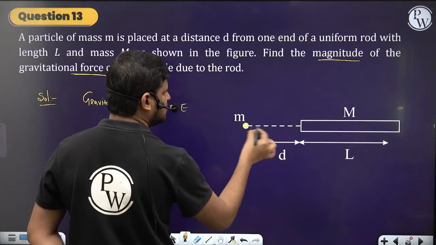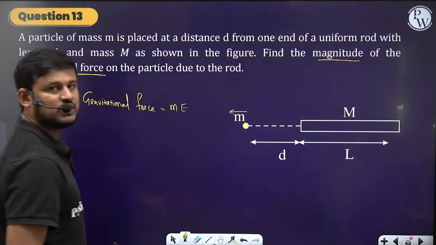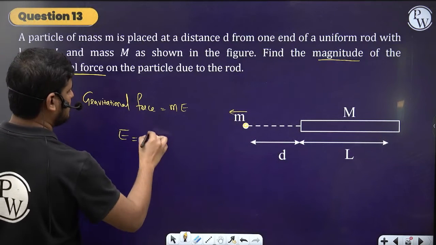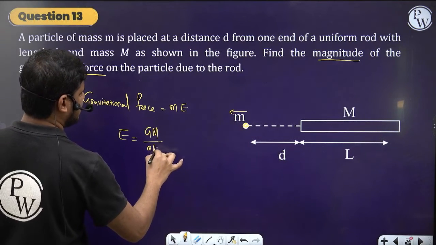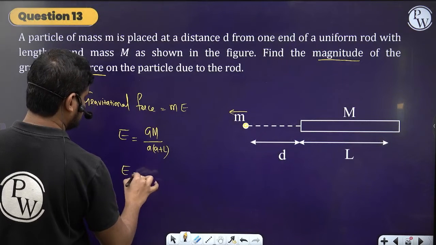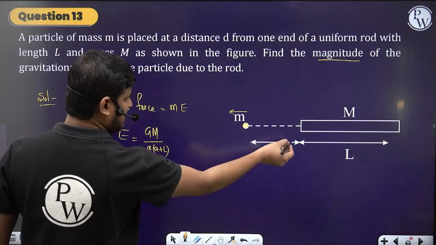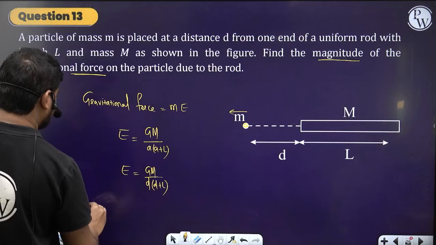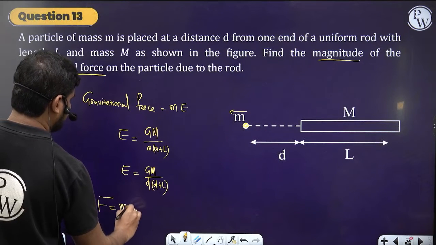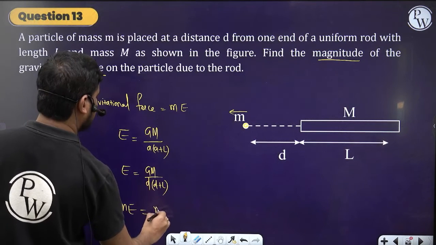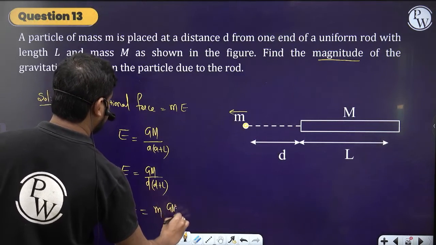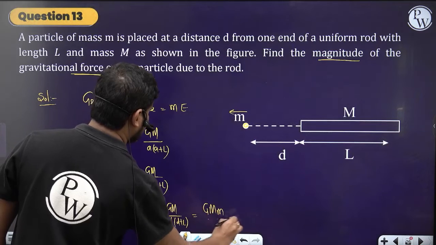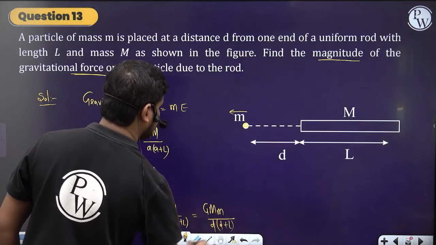So at this point, due to this rod, what is the gravitational field? That E is equal to, just now we discussed, due to the continuous rod, Gm by A into A plus L, the actual formula. So here we can write E is equal to Gm by, in place of A they gave D, so D into D plus L. This is E. Now what is actually required? The force F. So the force F is equal to M into E. What is M? Small m only. Into E, we can write Gm by D into D plus L. So simply it becomes Gmm by D into D plus L. That's it.